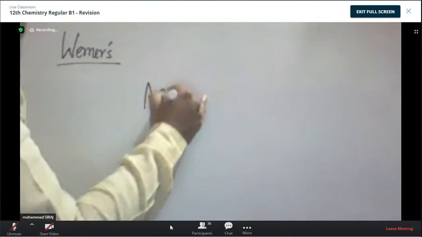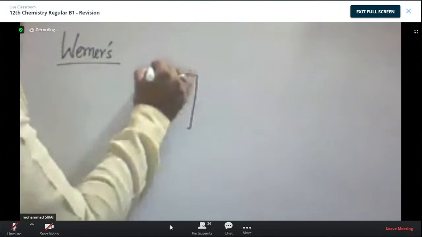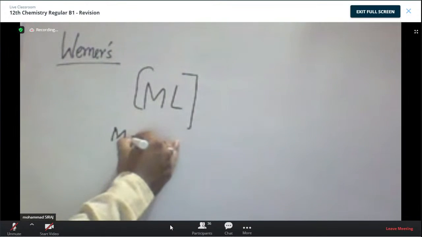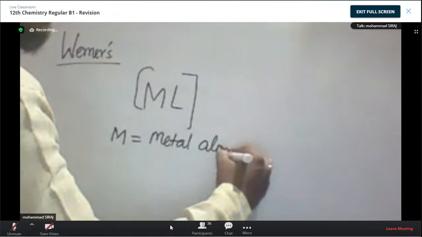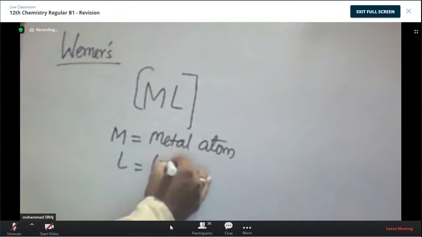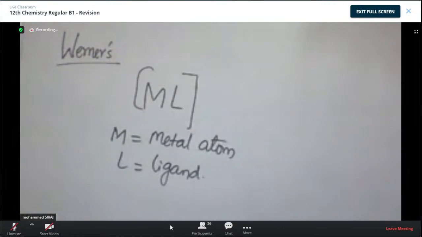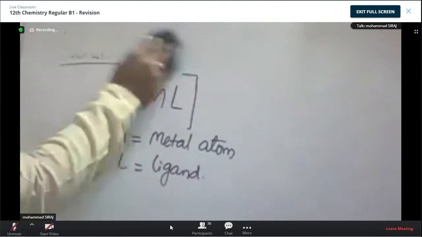I won't go into much depth in Werner's theory. First, Werner's theory, I already told you, is about ML type. Here M is nothing but the metal atom. L is nothing but the ligand. This and all, no need to write. First listen to the topic. The concept is important. Now see the concept here.